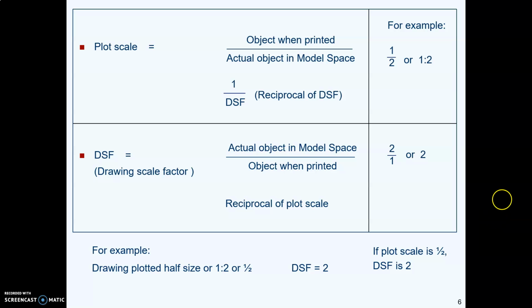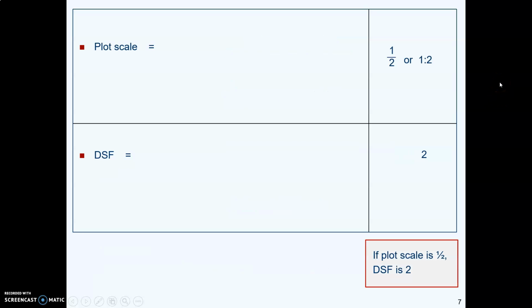So here's maybe more text and numbers than you want, trying to explain how the viewport scale is the reciprocal of the drawing scale factor. But let me just go to the next slide. Don't let this bug you. Here it is all boiled down in a nutshell. If your plot scale, your viewport scale, is 1 to 2, then your drawing scale factor is 2.